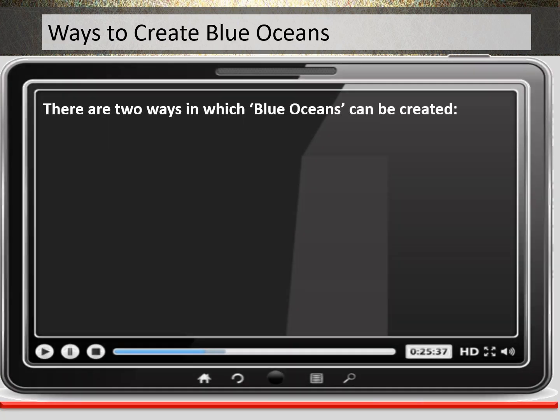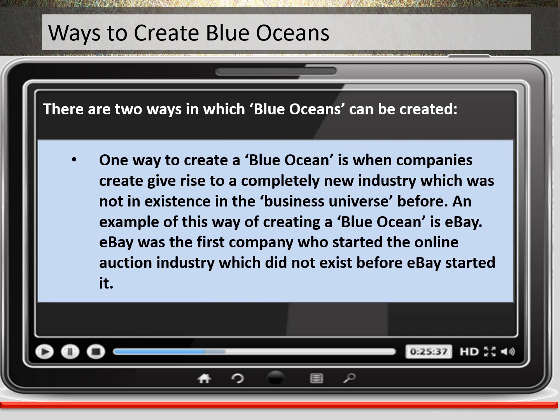There are two ways in which blue oceans can be created. One way to create a blue ocean is when companies give rise to a completely new industry which was not in existence in the business universe before. An example of this way of creating a blue ocean is eBay. eBay was the first company who started the online auction industry, which did not exist before eBay started it.